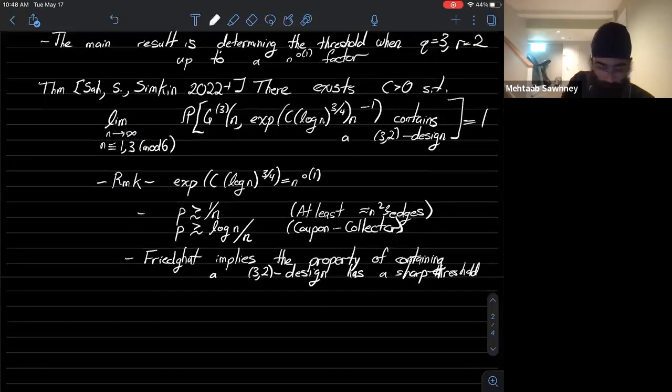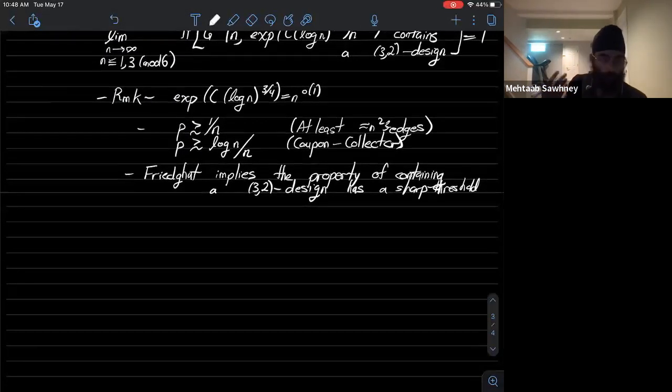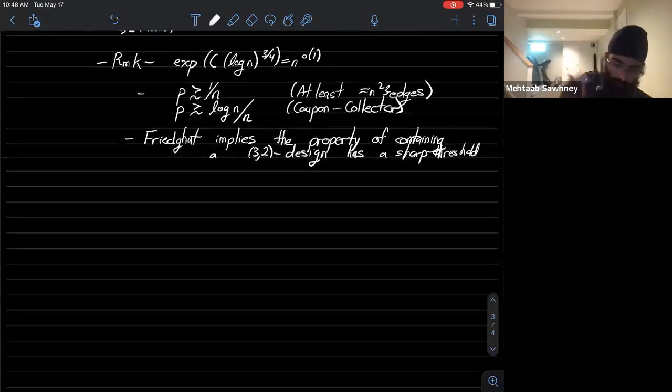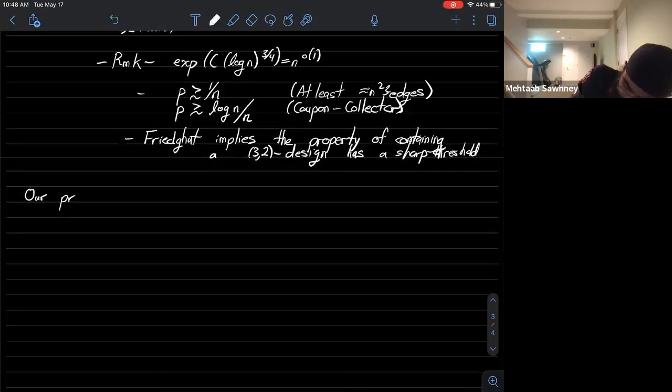Okay. If not, I'm going to dive into the proof and maybe some of the difficulties. But probably the first remark in order is that our proof relies on recent breakthrough results regarding what is called the fractional expectation threshold.